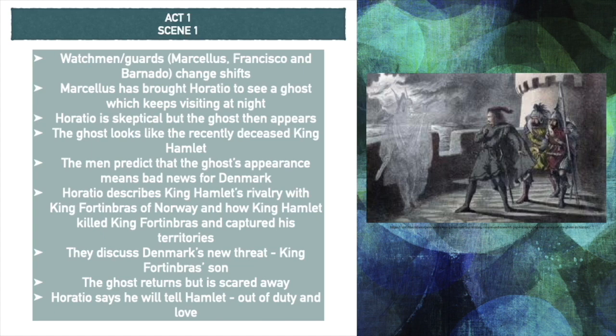Horatio is a nobleman, he's a scholar, he's one of Hamlet's friends, and he is quite skeptical about the ghost appearing. He doesn't really believe Marcellus, but then the ghost actually appears and Horatio sees this for himself. And so the guardsmen, the watchmen, and Horatio talk together and try to figure out what this means. And the men predict that the ghost's appearance means bad news for Denmark.